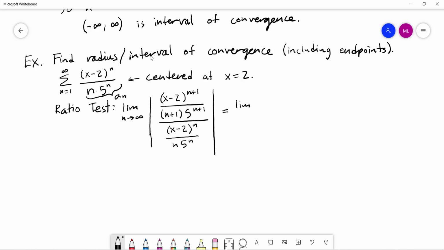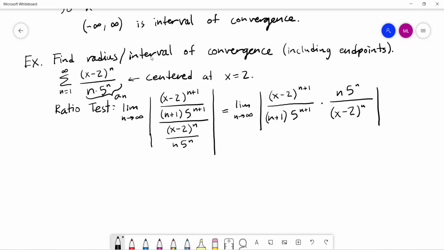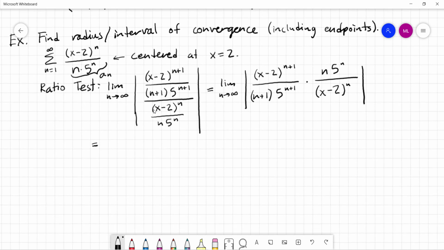Instead of dividing by a fraction, we'll multiply by the reciprocal to get the following. So we're going to have (x minus 2) to the n plus 1 over n plus 1 times 5 to the n plus 1, times n times 5 to the n over (x minus 2) to the n. And you're going to notice a pattern. Almost all the problems wind up looking like this, and we just try to make sure that we don't make any mistakes when we do our algebra and our cancellation here.